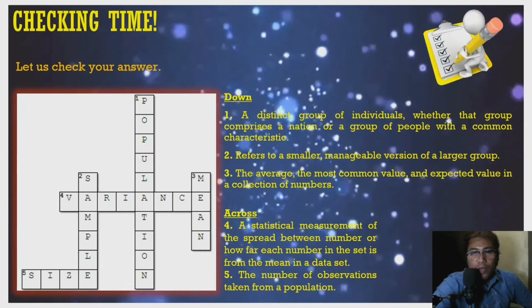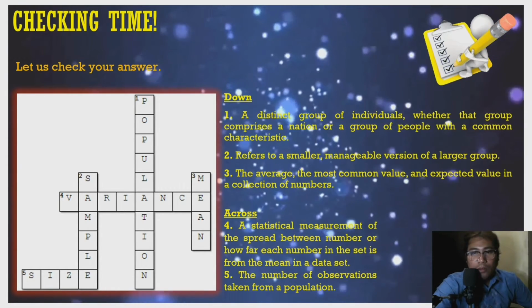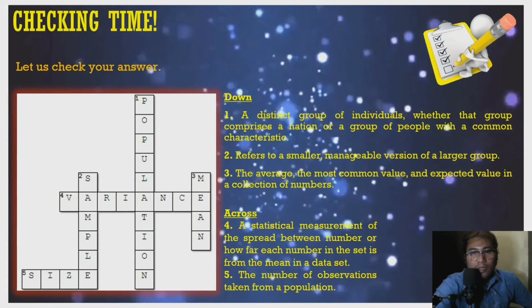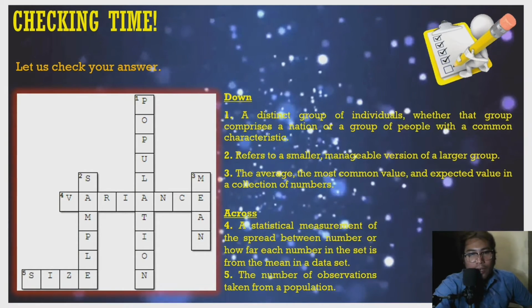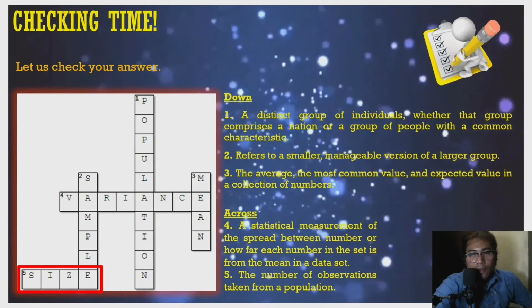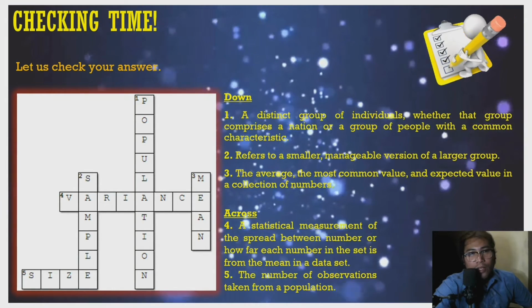And for the across, we have number 4, a statistical measurement of spread between numbers, or how far each number in a set is from the mean in a data set. We have number 4, variance. For the number 5, we have the number of observations taken from a population, and that is size. If you get 5 correct answers, very good. So let us proceed now to the next.